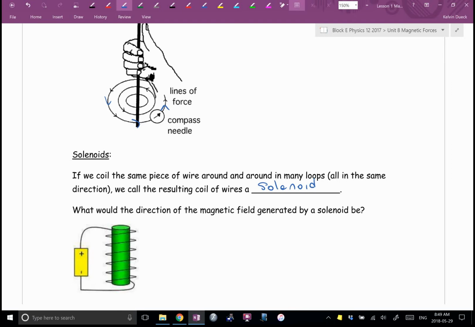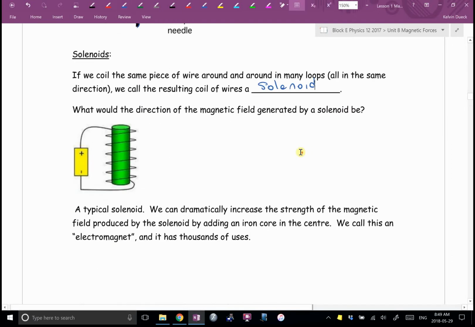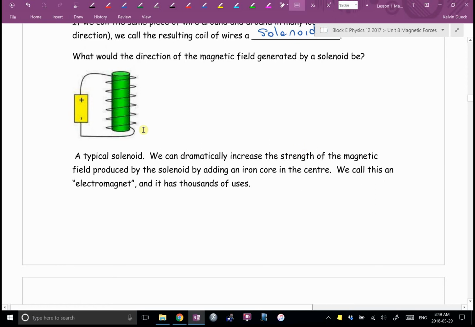And so the question we want to ask is, what direction will the magnetic field generated by a solenoid be? It's a good question. Here's a typical solenoid. Also, we have learned that if you put an iron core in the center of the solenoid, it dramatically increases the strength of the electromagnet because that piece of iron gets magnetized as well and adds to the magnetic field.